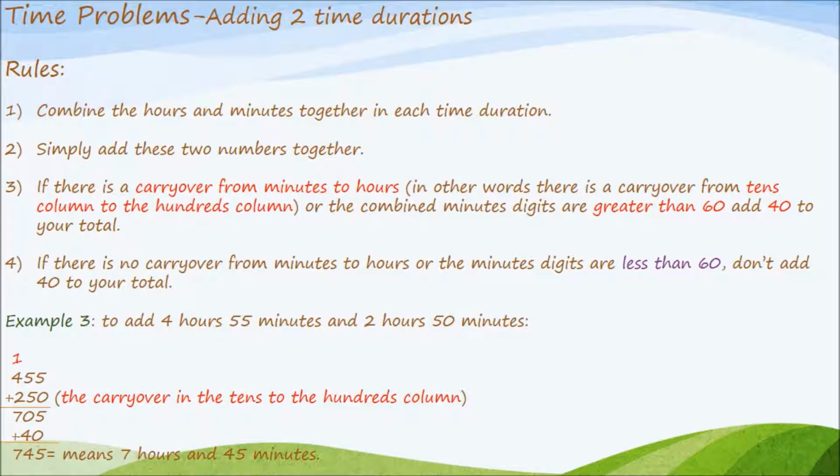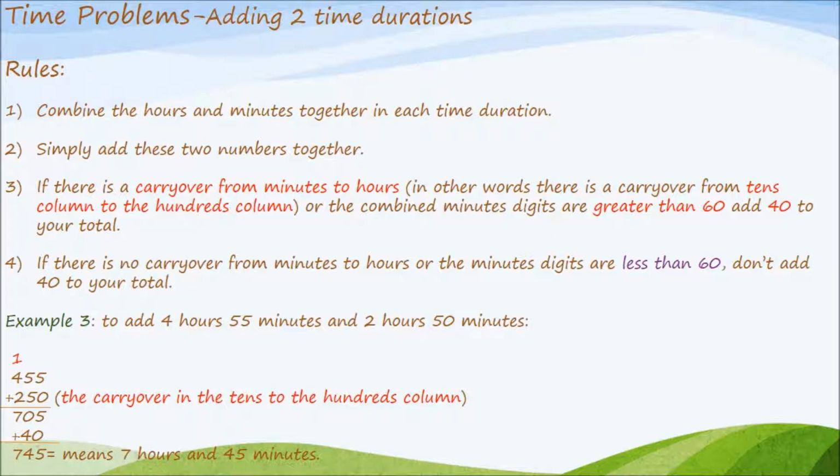Example 3. Again, the rules state combine the hours and the minutes together in each time duration. Add these two numbers together. And again, if there is a carryover from the minutes to the hours, in other words, there's a carryover from the tens column to the hundreds column, or the combined minutes digits are greater than 60, we're going to add 40 to our total.